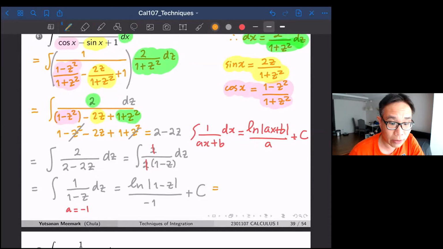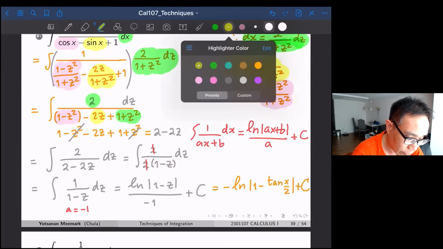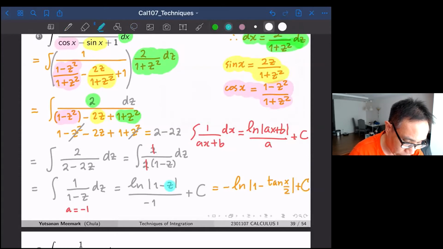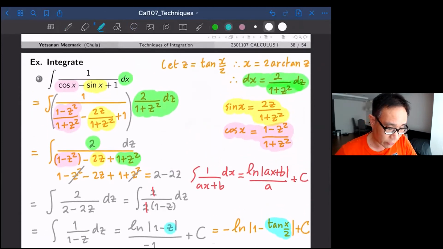And finally you're going to plug in z, so it's going to be negative log absolute 1 minus tan x over 2, plus c. So this is how we have your final answer. Your z turned out to be tan x over 2. Okay, so you plug everything in nicely.